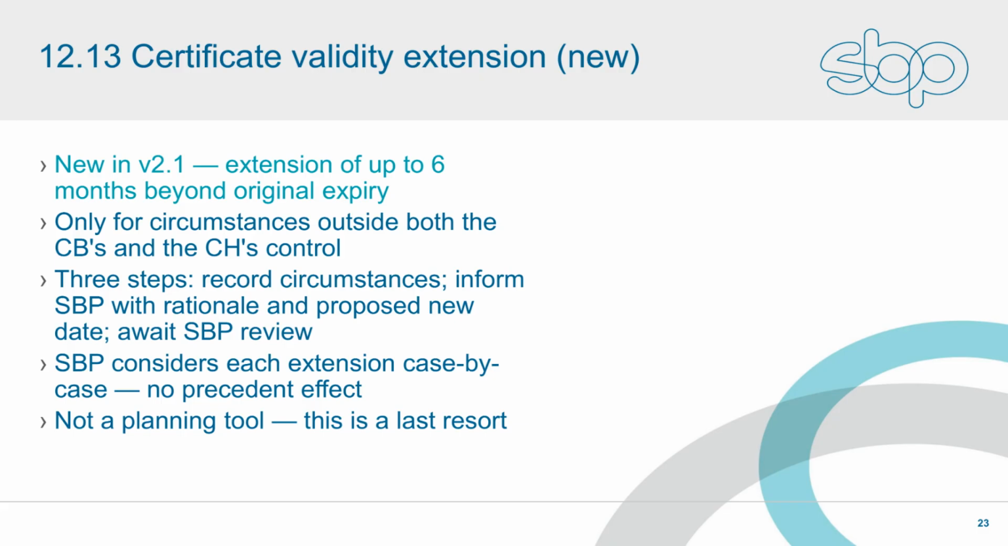Two things to emphasize. First, this is genuinely for circumstances beyond control: natural disasters, client-side emergencies, travel restrictions. It is not a workaround for routine scheduling difficulties. Second, the certification body must satisfy itself that the client will maintain conformance with SBP requirements until the new expiry date. Think of this as a last resort, not a planning tool. Let's move on to Section 13.